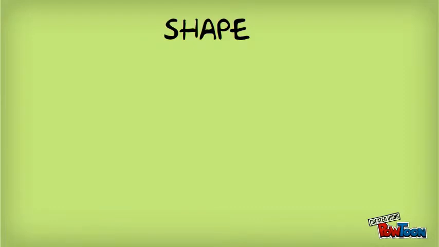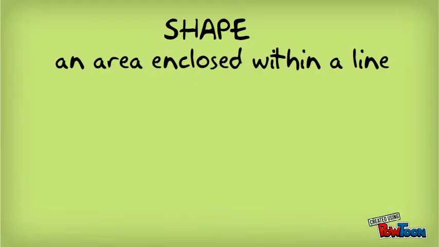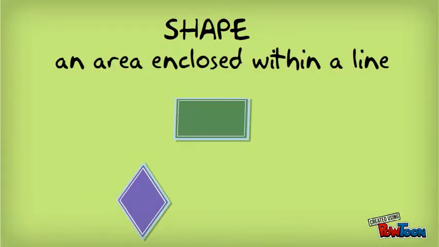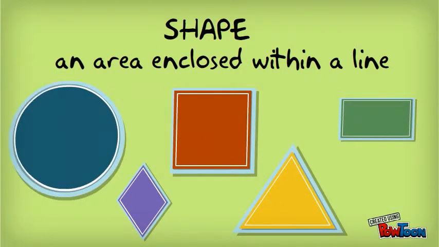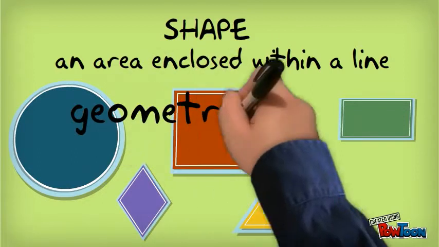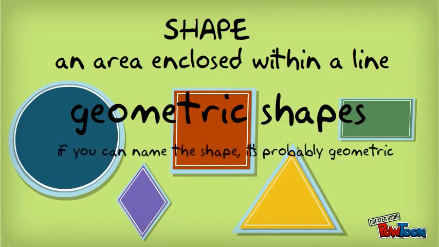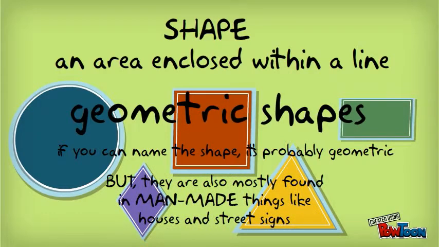Shape is an area enclosed within a line. Diamond, rectangle, triangle, square, circle, these are all shapes. We have a name for them. We call them geometric shapes. If you can name the shape, it's probably geometric. They're found in man-made things like houses and street signs.